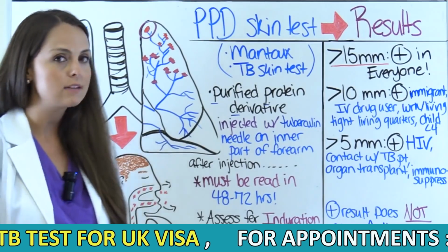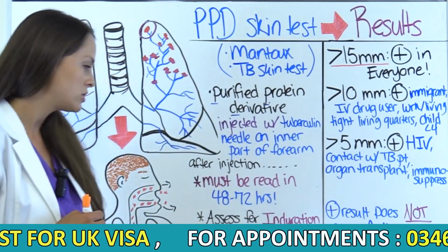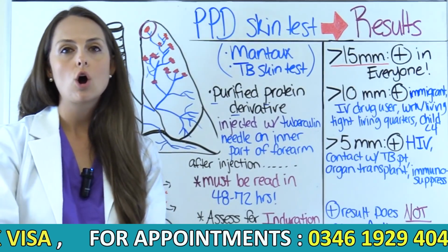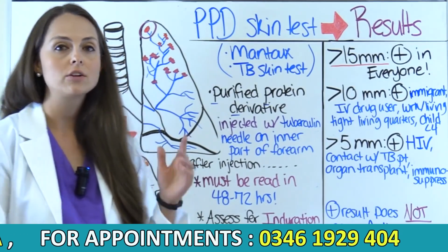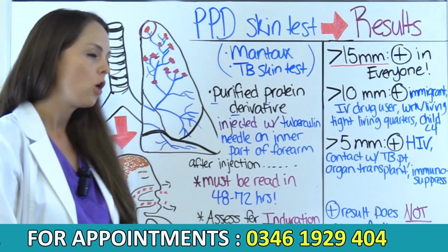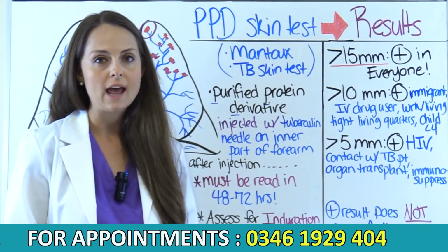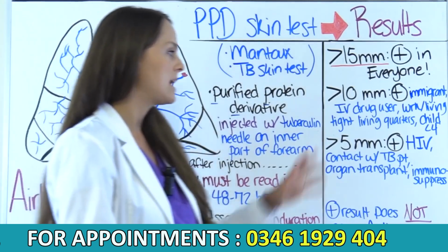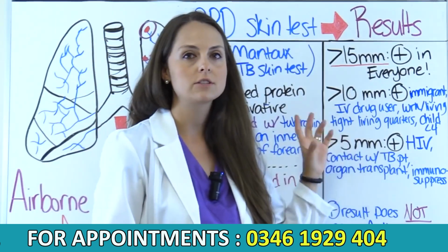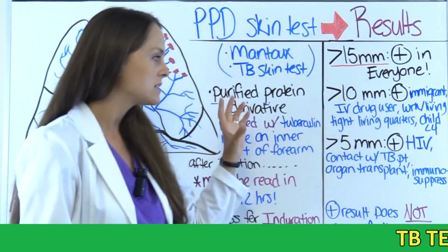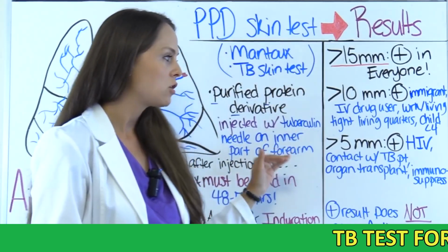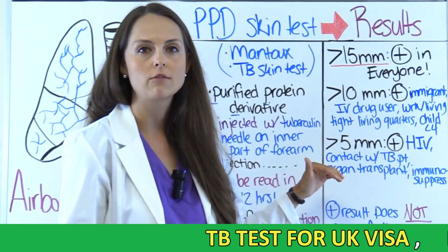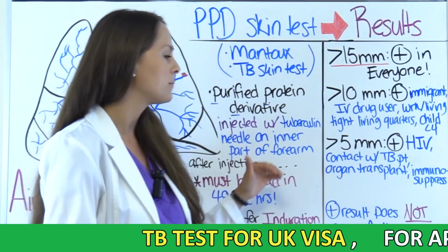And what you're assessing for is induration of that injection site, which is, is it hard and raised up? And you're going to measure it in millimeters. We're not looking at the redness, we're looking at the induration. So how do we interpret results? I would remember this for testing purposes, because the results are based on certain criteria based on those risk factors we just went over, which is why I wanted to cover those with you.